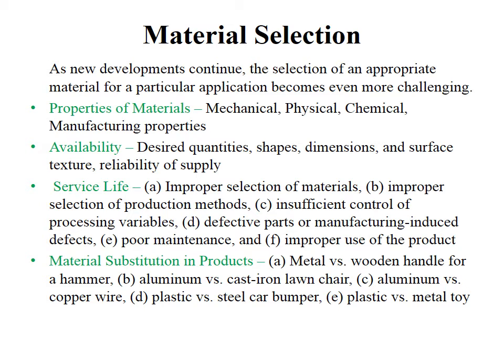And the last one is material substitution in products. There's always a possibility to substitute a material for an application. For example, if you want to make a hammer, you can either make it of metal or wood. Suppose it's a chair, it can be aluminium or cast iron, and for wire it can be aluminium or copper wire. Similarly for a toy, it can be a metal or plastic toy. So material substitution in products is another criteria.